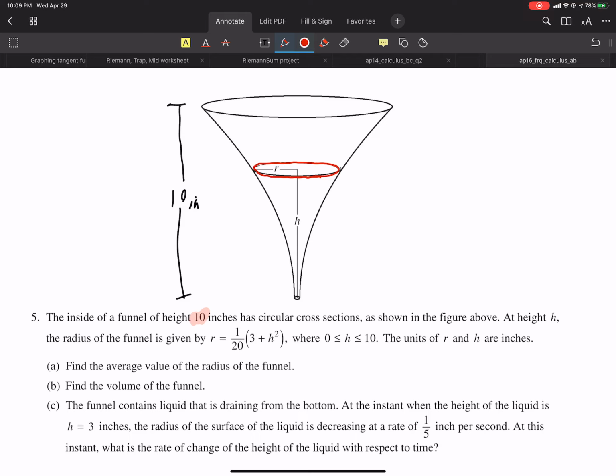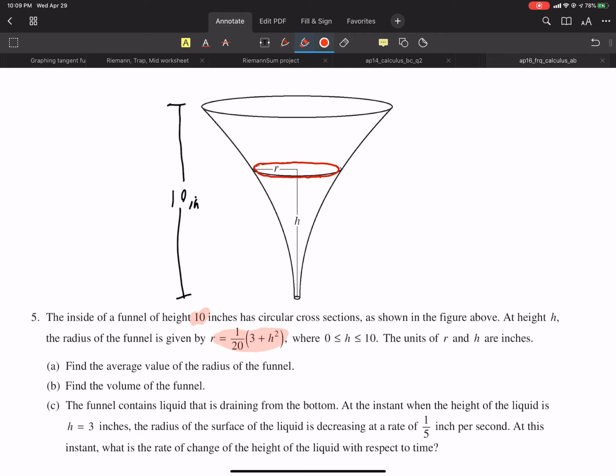The height h of the liquid inside is given. The radius r is given, and it fits this formula. So if you know the height, you can find the radius of this funnel. We have inches. Okay, so part A, average value.